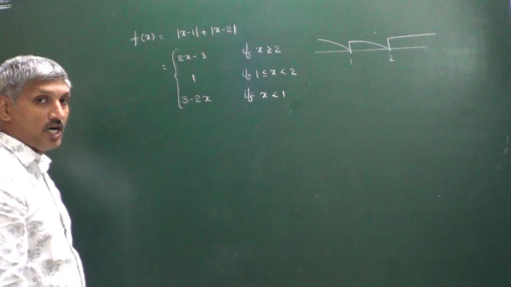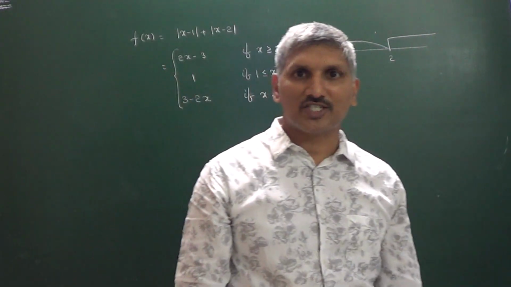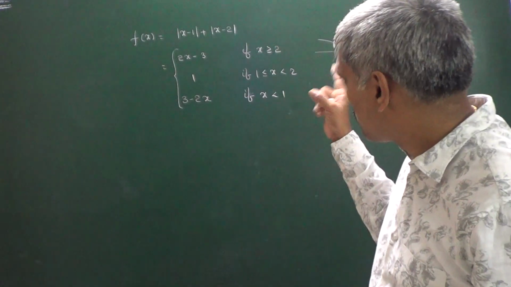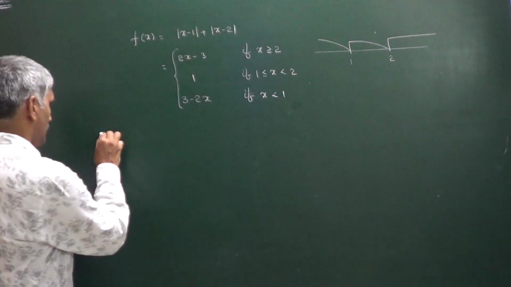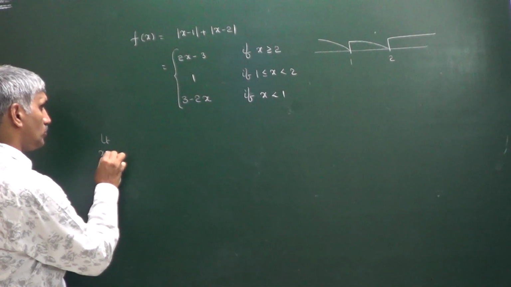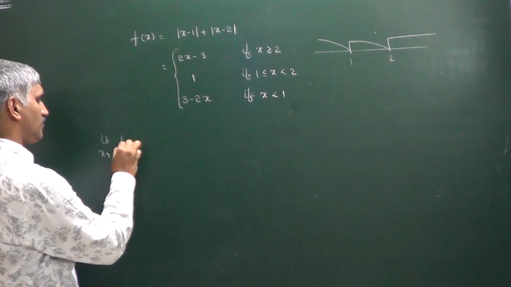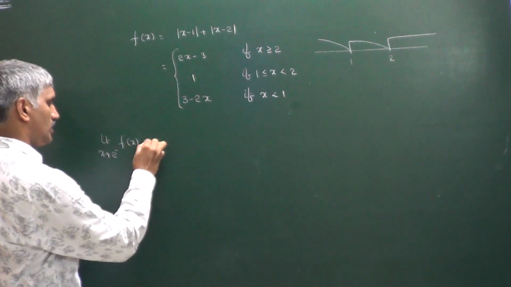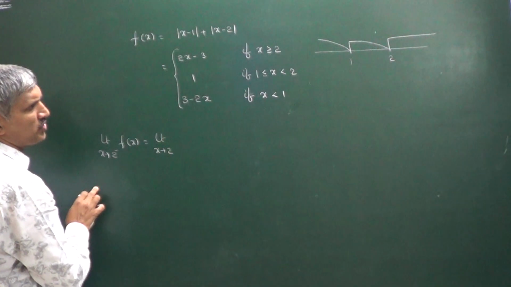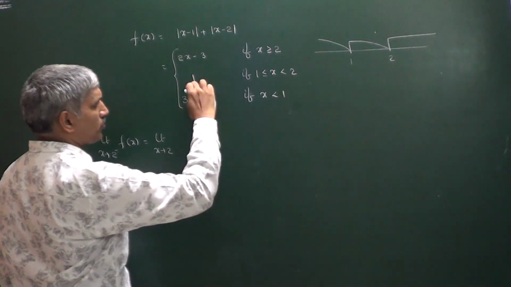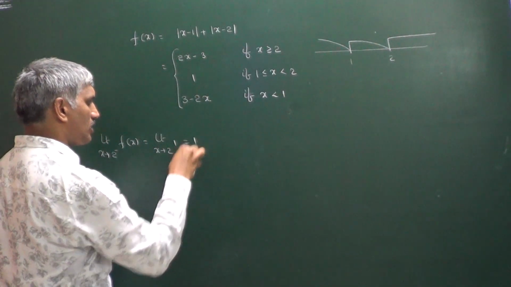Now we have to check the continuity of the function at x equals 2 and at x equals 1. Limit x tends to 2 minus f of x. 2 minus means what? Less than 2. Less than 2 case the function is 1, so we got 1.